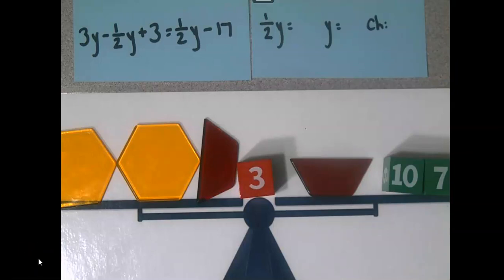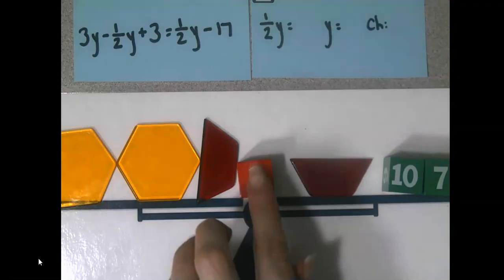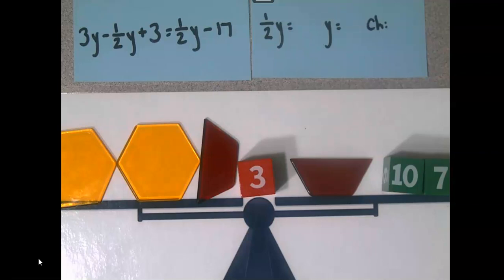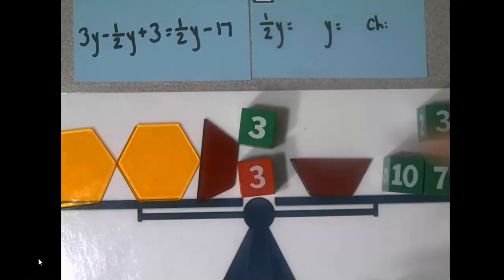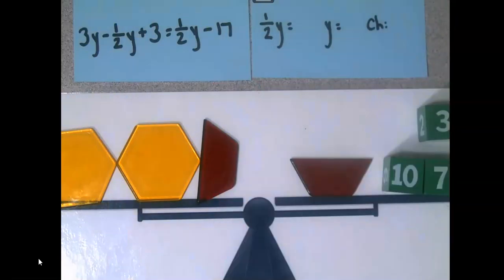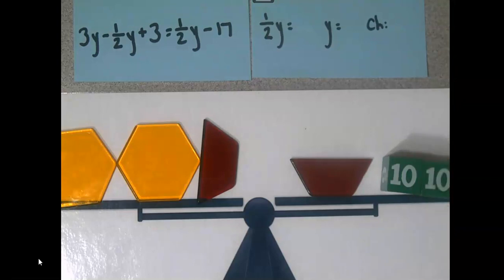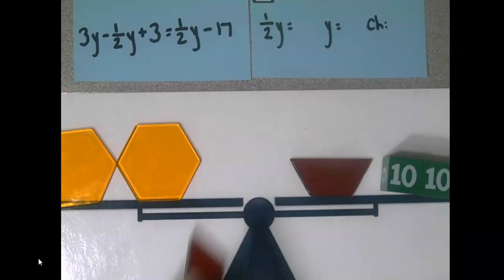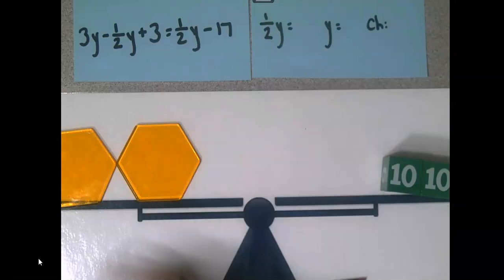All right, so now I want to start isolating my fraction blocks. So I'm going to start by getting rid of this 3, and I would do that by putting a -3 on both sides. Those two are gone. A -17 and a -3 gives me a -20 on this side. And now I can perform another legal move, which is removing my 1/2 fraction block from each side.